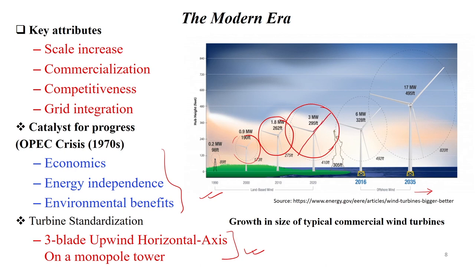blade, or you can say if this is the radius, then we can multiply by 2, it will be 2r, which is nothing but the diameter. Then we can calculate what will be the swept area, right?